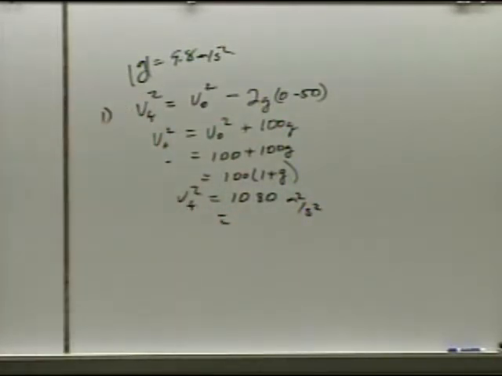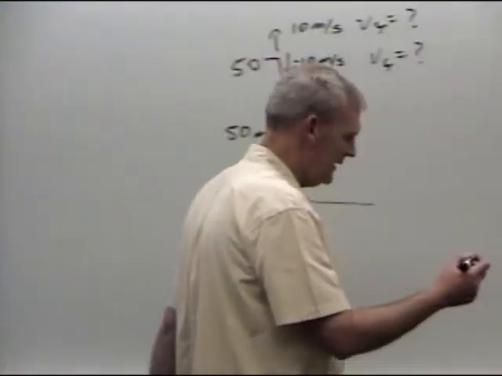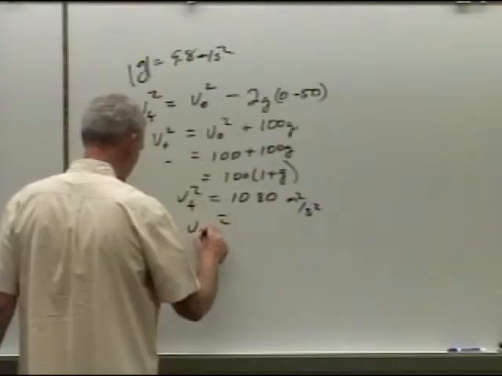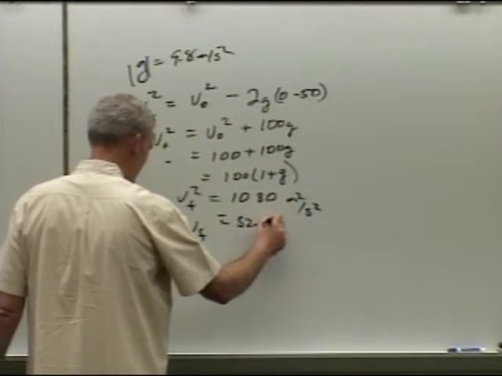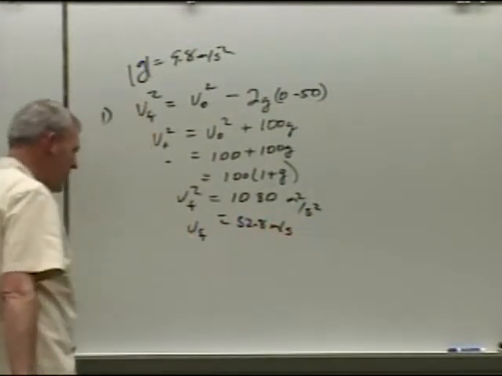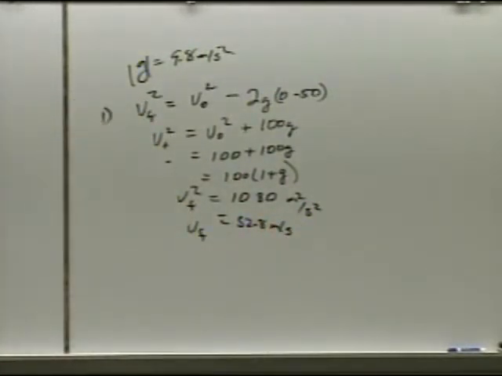Three times around the circle, right? And then take the square root of that. It should be around 30-something. The square root of 1080 equals 32.8 meters per second. Now, that's for going up. That's for the positive 10.